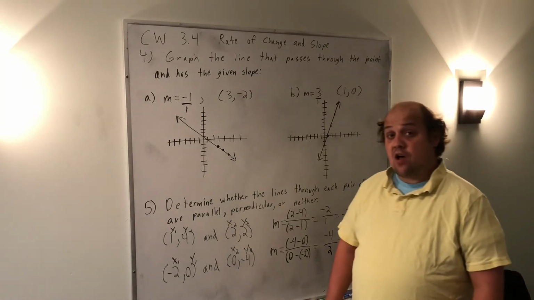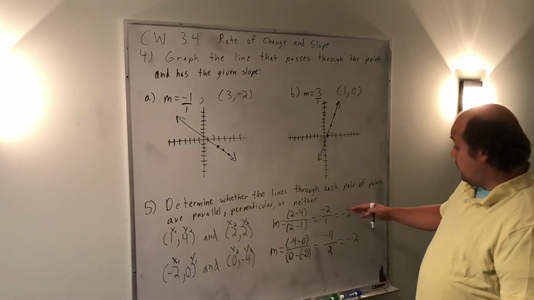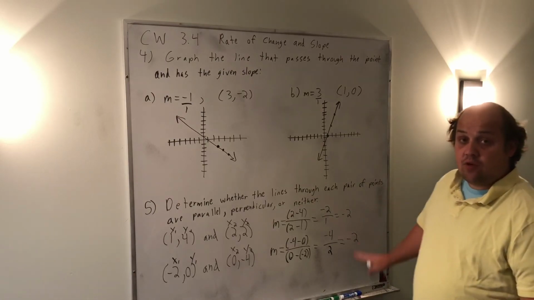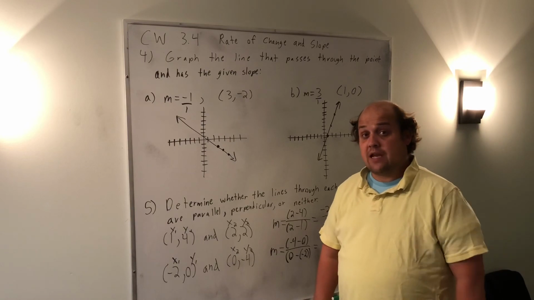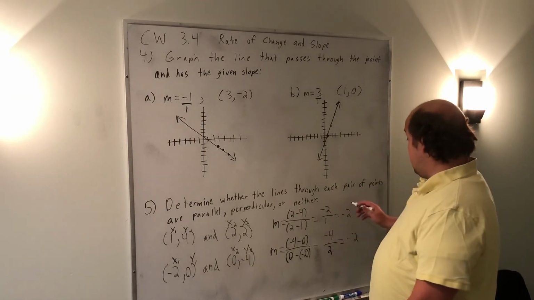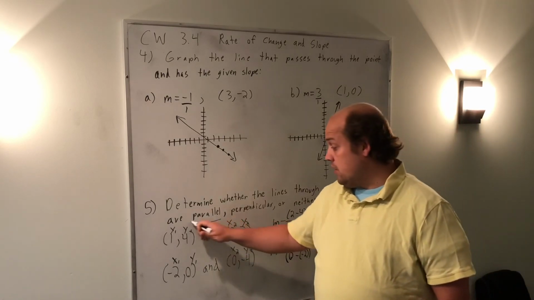So I've now solved for the slope of each line. The first one has a slope of -2. The second one has a slope of -2. At this point, I look at them and say, well, they are the same. When we have two slopes that are the same, that's when I select that the two lines are parallel.